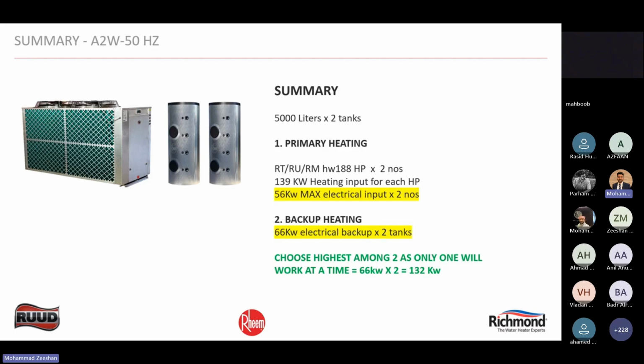However, we can also design some other systems where at certain times you want the electric backup to work, and we can design it in such a way that the electric backup will support the systems along with the heat pumps. So different principles we can follow based on the site conditions and the project.